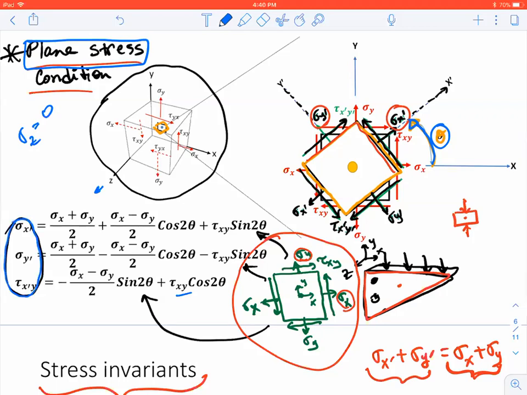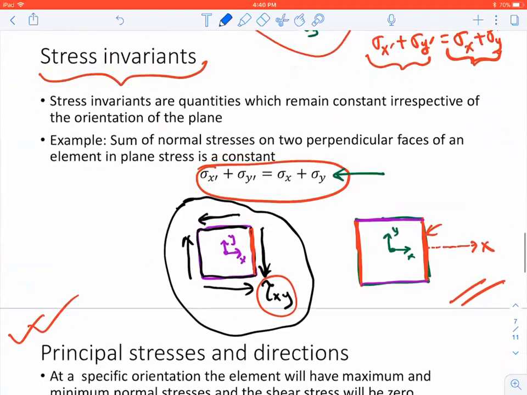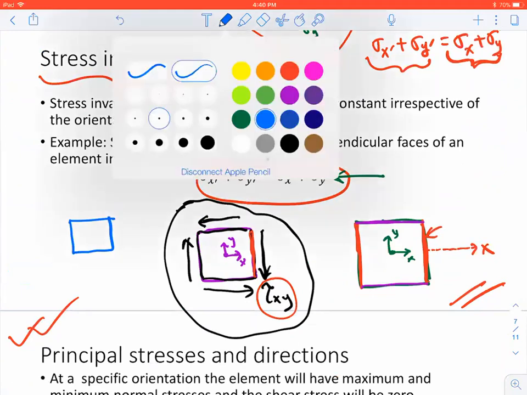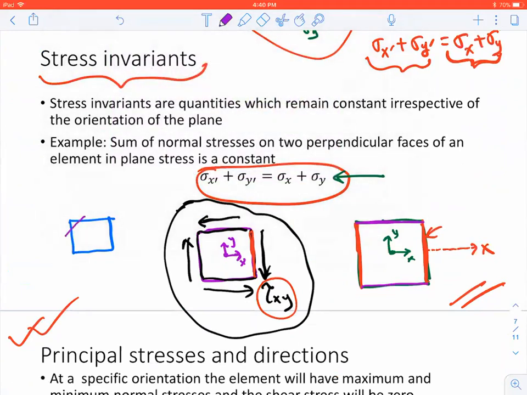Okay. Now we talked about stress invariance. Hey, this is the stress element that you have. Now if I rotate it, you see different stress. If I rotate it even more, you will see different stress. But no matter how much you rotate, the summation of the normal stresses is always the same, no matter which direction you're talking about.